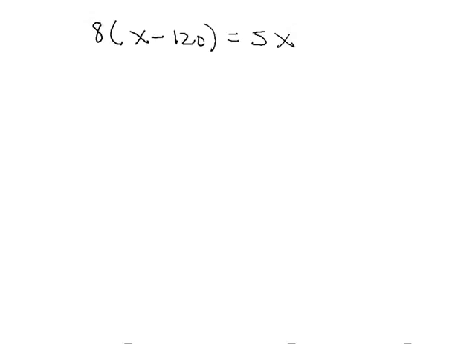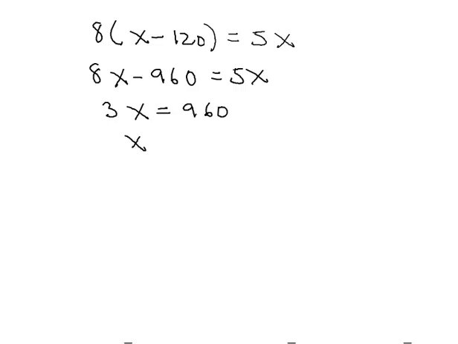So equating the two expressions for the distances equal to each other, we have 8 times the quantity x minus 120 is equal to 5x. And if we distribute on the left-hand side, we'll have 8x minus 960. And on the right-hand side, we'll have 5x. And we'll take care of two steps at once here. What we'll do is subtract 5x from each side and then add 960 to each side. So that will produce 3x is equal to 960, and if we divide each side by 3, we end up with x being equal to 320.